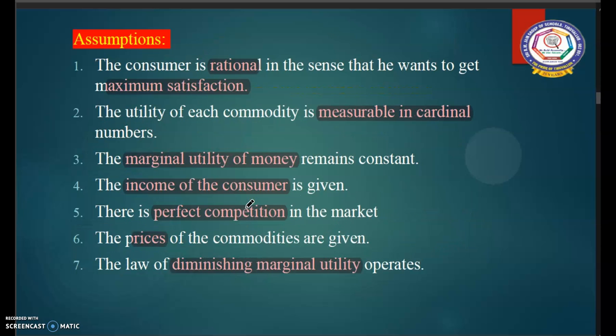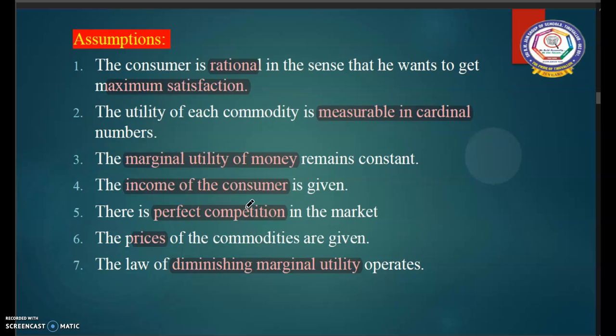Now, assumptions of this law. The consumer is rational in the sense that he wants to get maximum satisfaction. If you run a business also, if you are an intelligent person, definitely you want to get maximum satisfaction. It is common for humans, isn't it? If we go to purchase also, we will be selecting which product gives us maximum satisfaction. So we will go for that, isn't it?